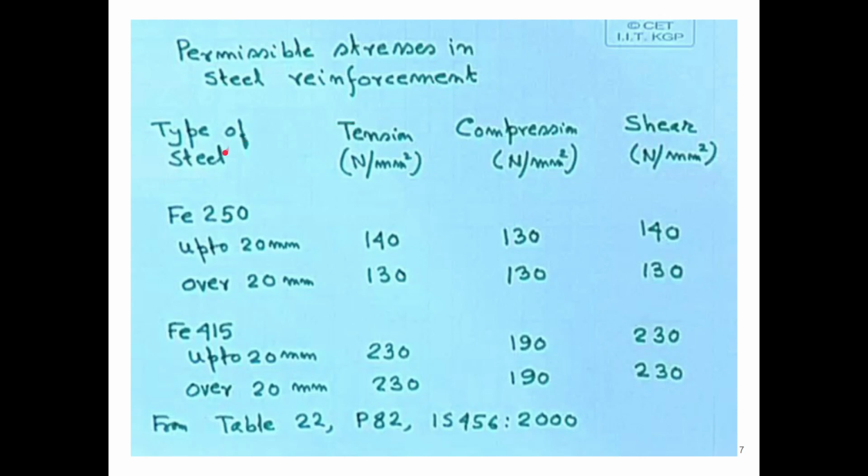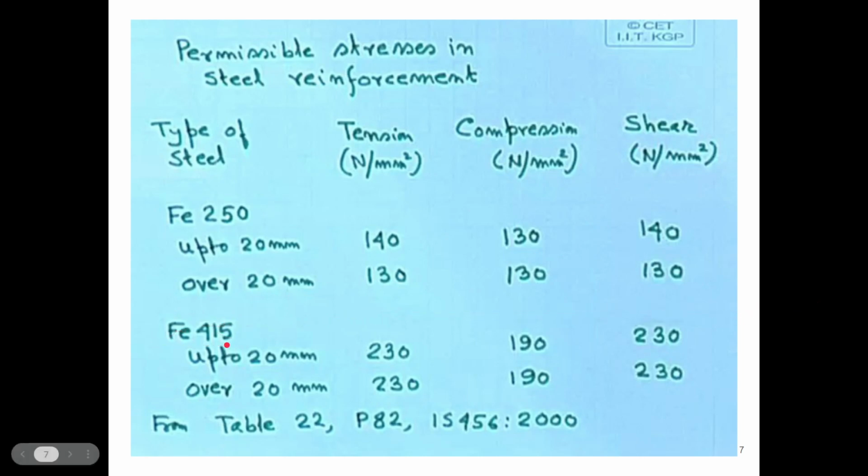In the case of steel, for Fe250, up to 20 diameter, the tension will be 140 megapascal, the tension capacity basically, the permissible stress. The compressive stress is 130. Tension is 140, compression is 130, and shear is 140 again. For over 20 it will be 130, 130, 130 for all.